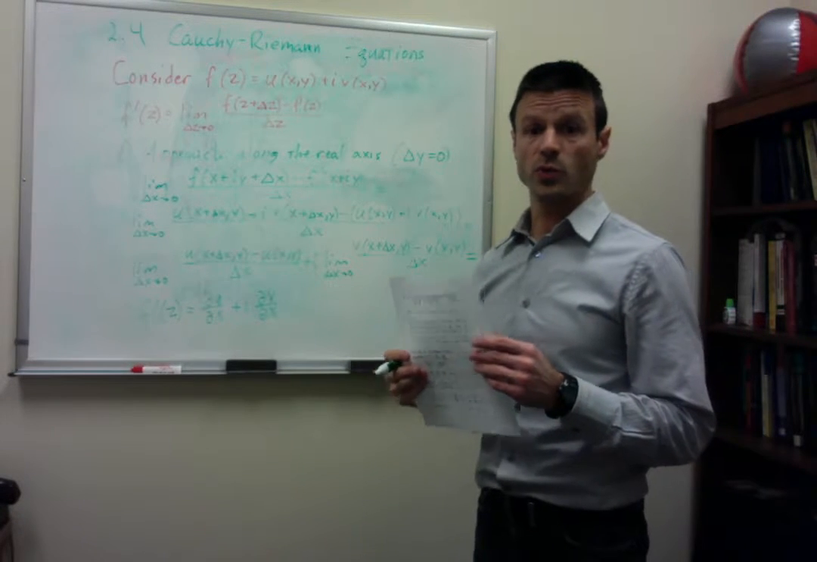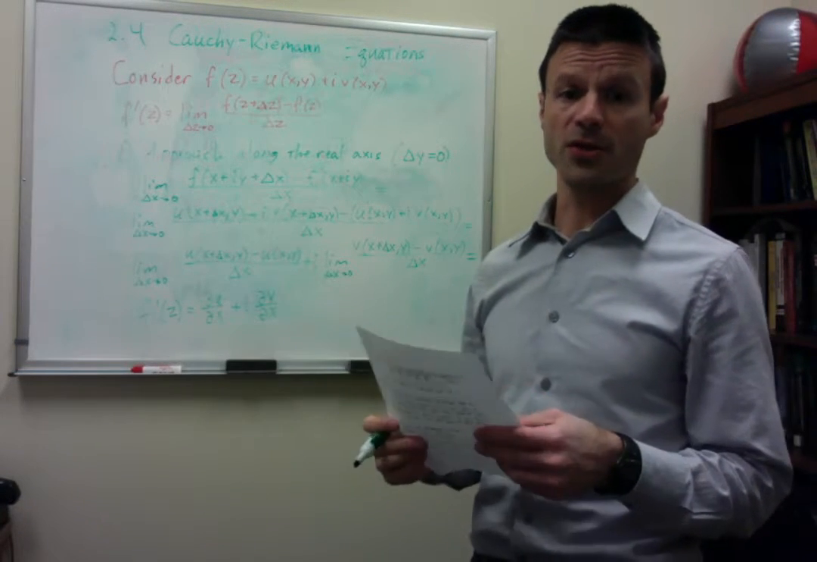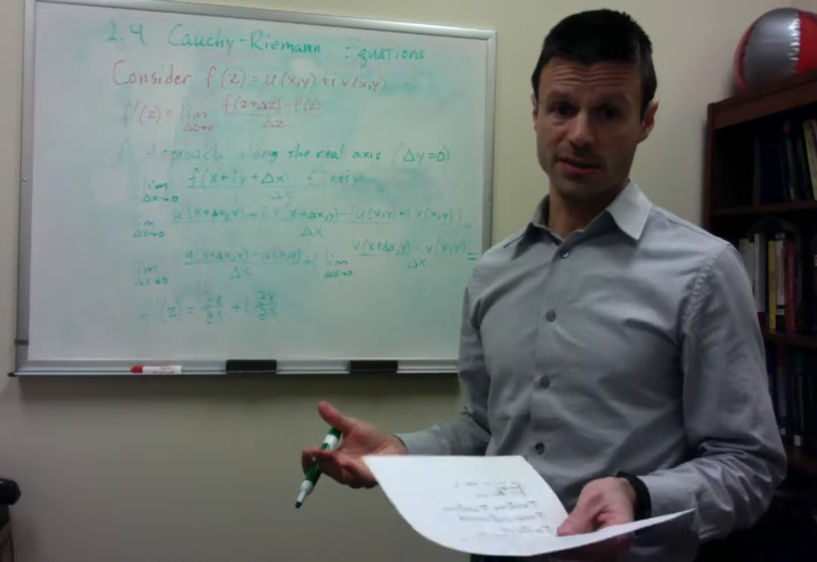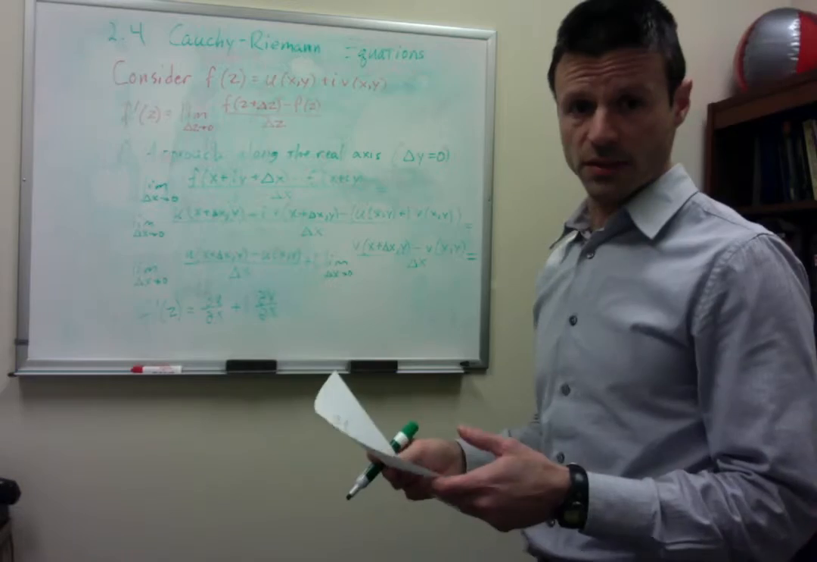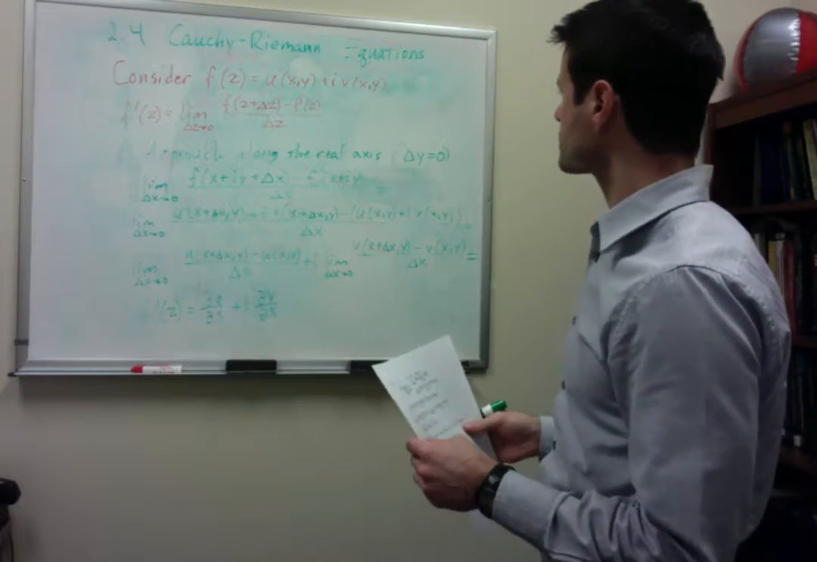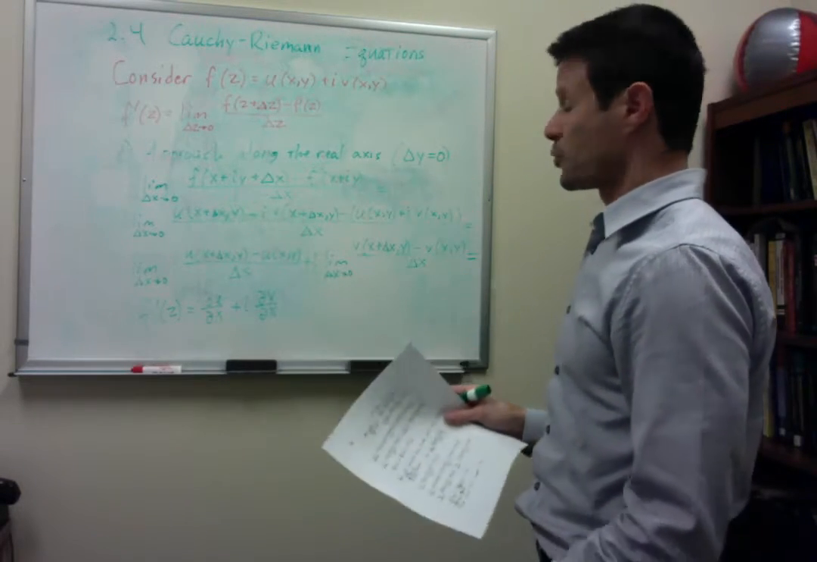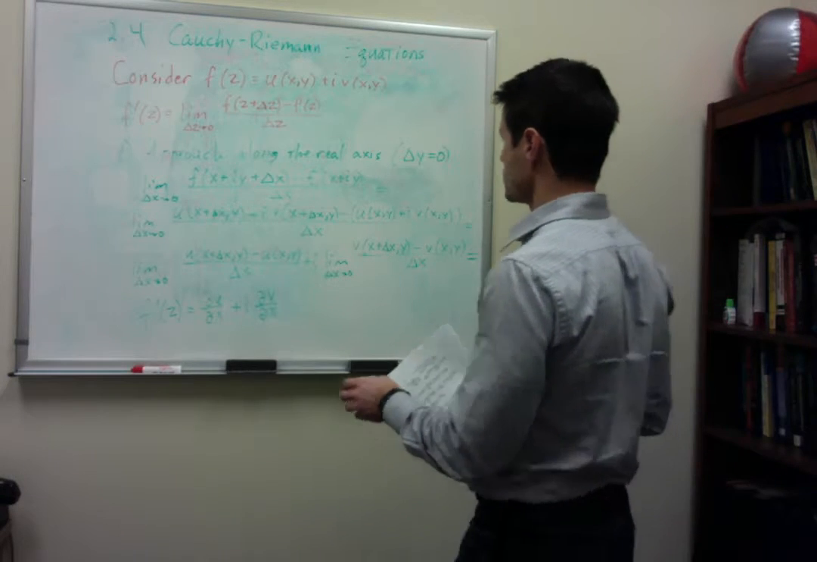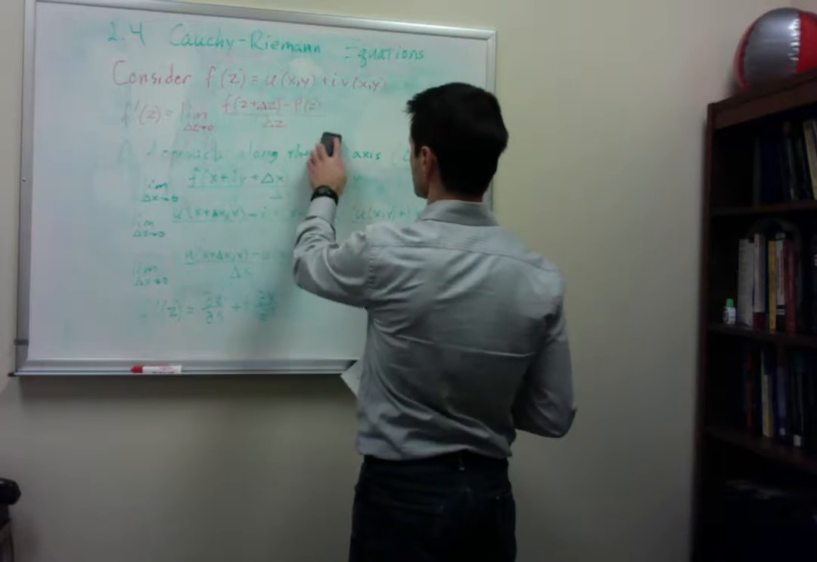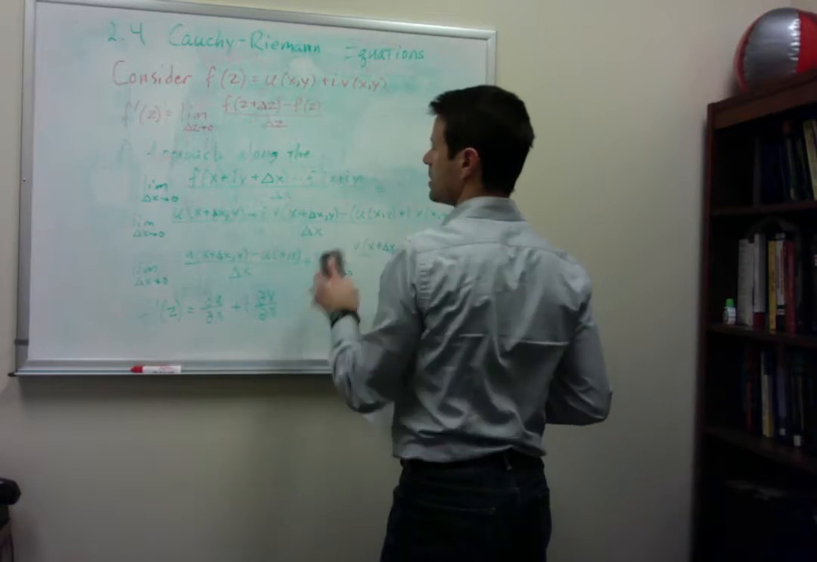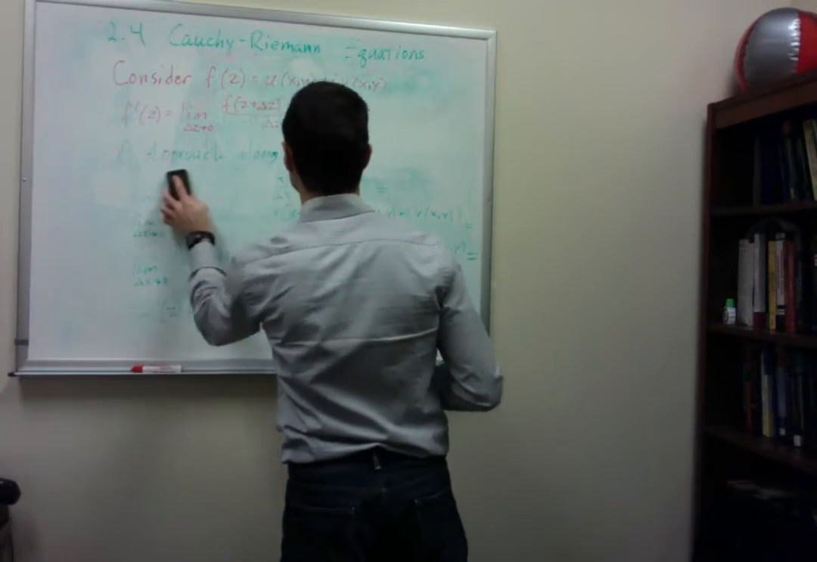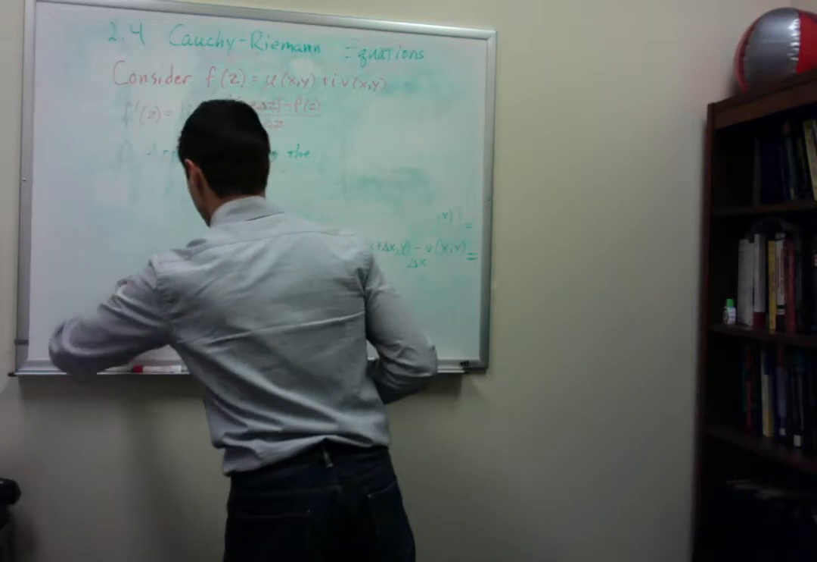What we're going to do next is derive another expression for f prime of z that must equal this. Then from there we'll get the Cauchy-Riemann equations. So this was approaching along the real axis. Now let's change that to approach along the imaginary axis. So I'll change this part here, and I'll erase all of this as well.